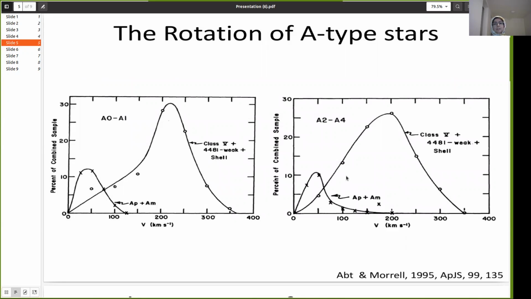In here, we see the rotation of A-type stars and a comparison between CP stars and A0 to A1 stars and A2 to A4 type stars. Ap plus Am is for CP stars. You see how the rotation is for CP stars in comparison with A0 to A1 stars, and also A2 to A4 stars. They have very, very slow rotation compared to them.